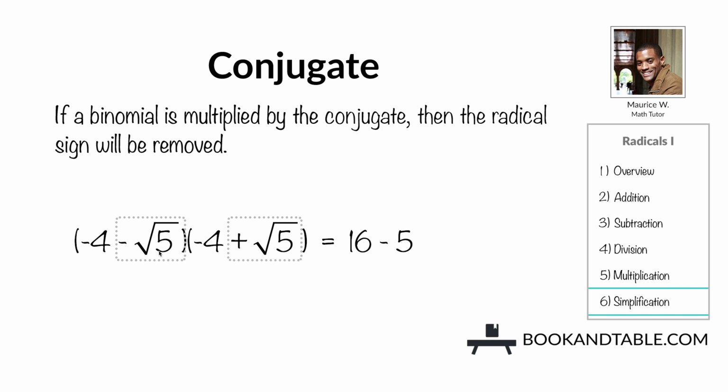Negative radical 5 times positive radical 5. The square root of 5 times the square root of 5 is 5. Negative 1 times positive 1 is negative 1. So we get negative 1 times 5, which is negative 5. 16 minus 5 is 11. So by multiplying this binomial times its conjugate, we wind up with a whole number.